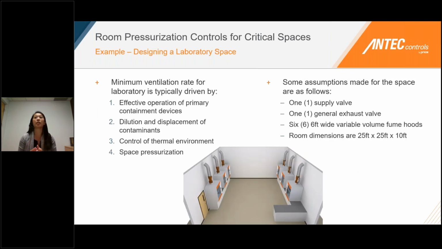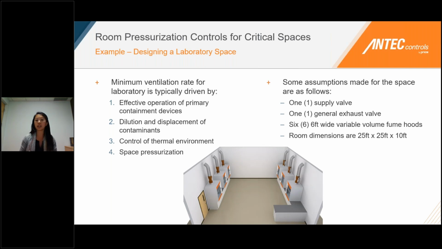So just starting off with our example here for designing a specific lab space, like we discussed, the minimum ventilation rate for labs are typically driven by, one, the primary containment device, so the fume hood itself; two, the dilution and displacement of contaminants, so the air changes in that space, making sure we wash enough air into the space and it gets exhausted; three, the control of thermal environment, so accounting for the different thermal loads and heat sources in your lab. And then the last one is space pressurization, so offset control versus pressure control and the magnitude of that pressurization.